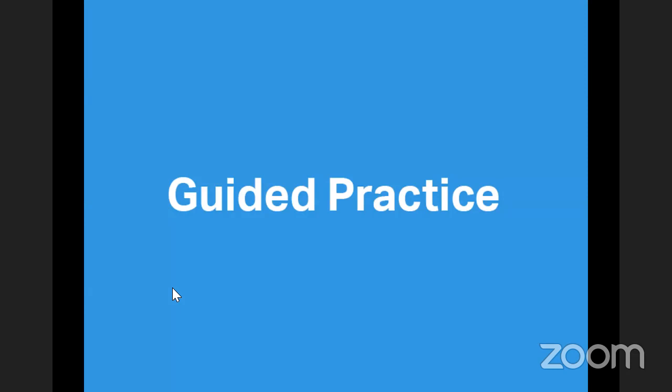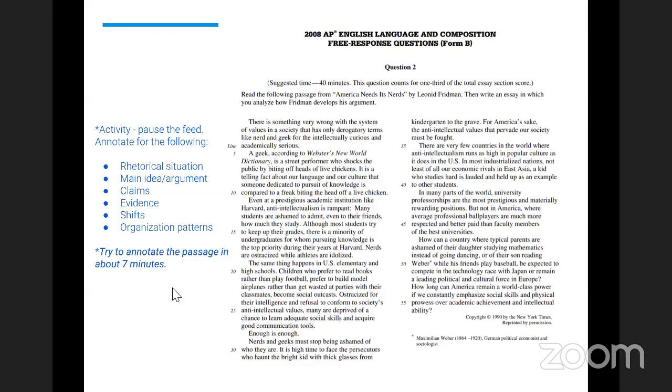So let's try that with this particular prompt. We're going to read it together first, and then I'm going to give you an activity to do on your own. So this is from the 2008 rhetorical analysis essay. It's from a passage called America Needs Its Nerds by Leonard Friedman. You're going to write an essay in which you analyze how Friedman develops his argument. Sorry, I'm just double checking to make sure we're not still having issues.